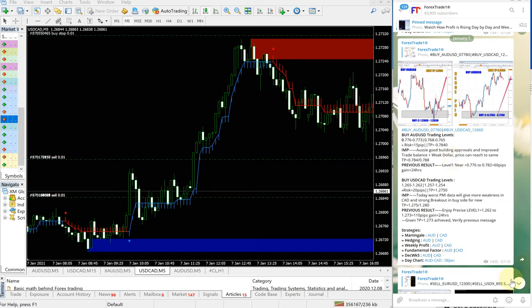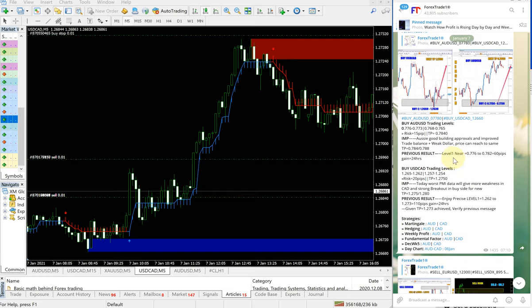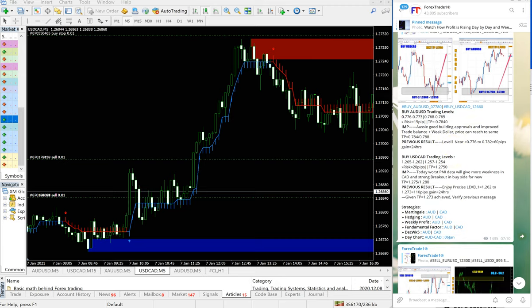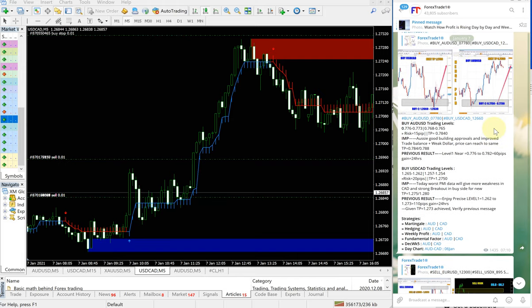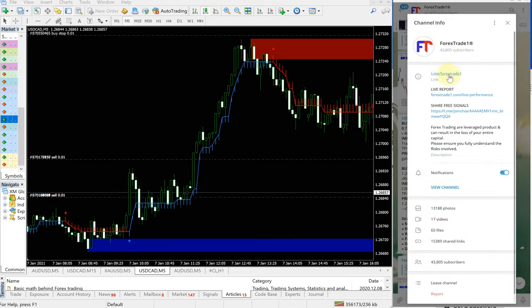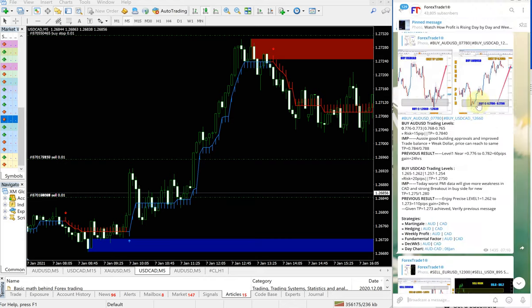As usual, on the right hand side, this is our Telegram channel. You can see the date pop up here, January 7, which is today's date. And this is the signal given. First we will see how our USD CAD signal performed.